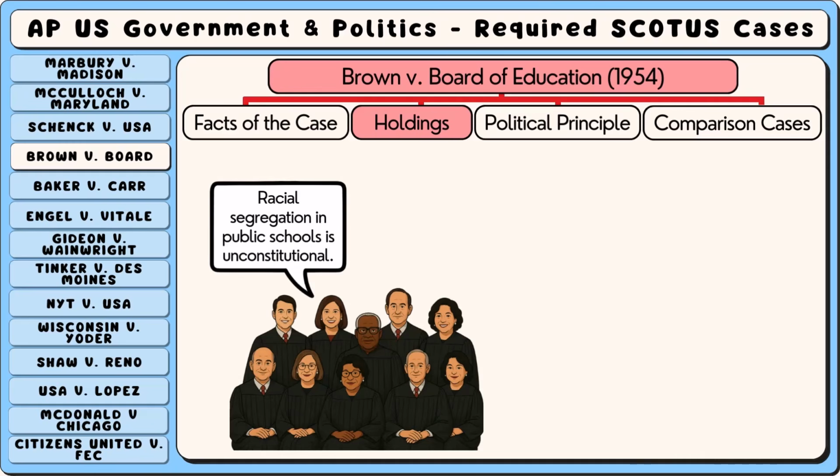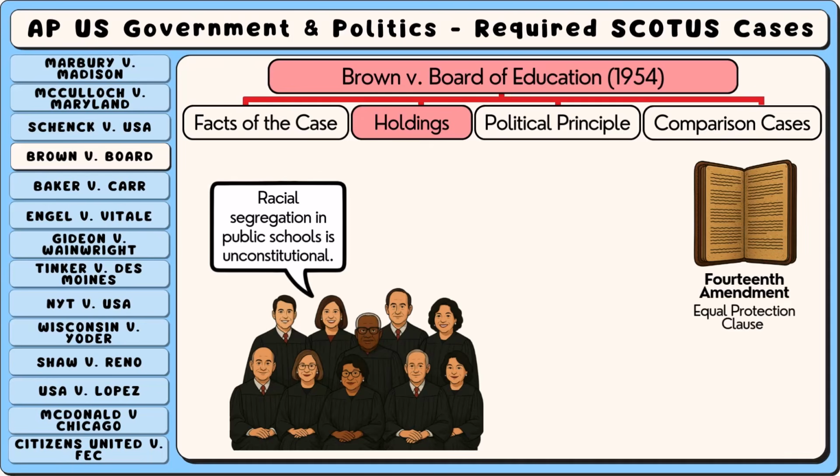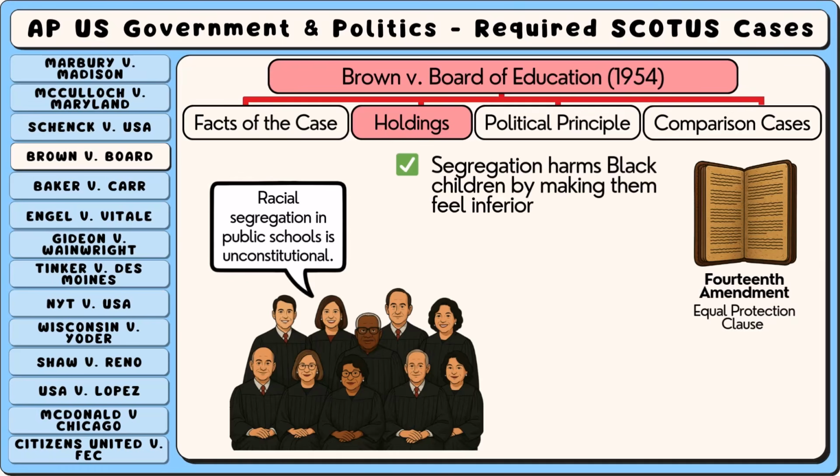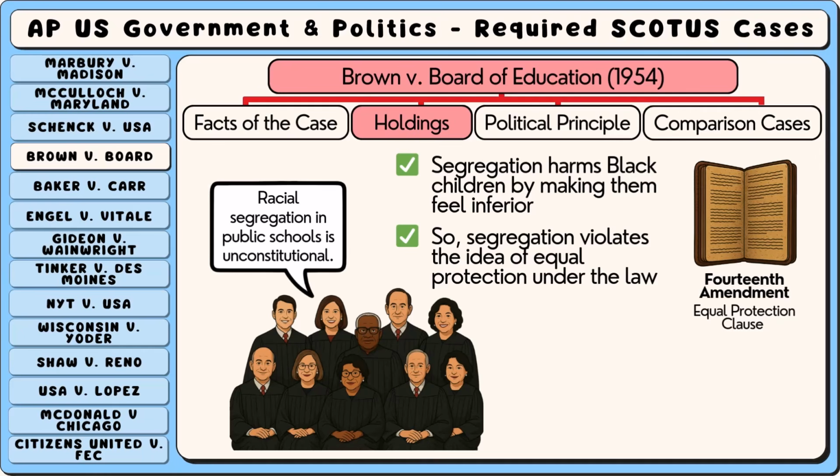The court ruled that racial segregation in public schools was unconstitutional. The justices focused on the Equal Protection Clause of the 14th Amendment. The court stated that segregation harmed black children by making them feel inferior, and this violated the idea of equal protection under the law. This effectively overturned the separate but equal finding in Plessy versus Ferguson and forced states to change their laws and begin dismantling the segregated school system.